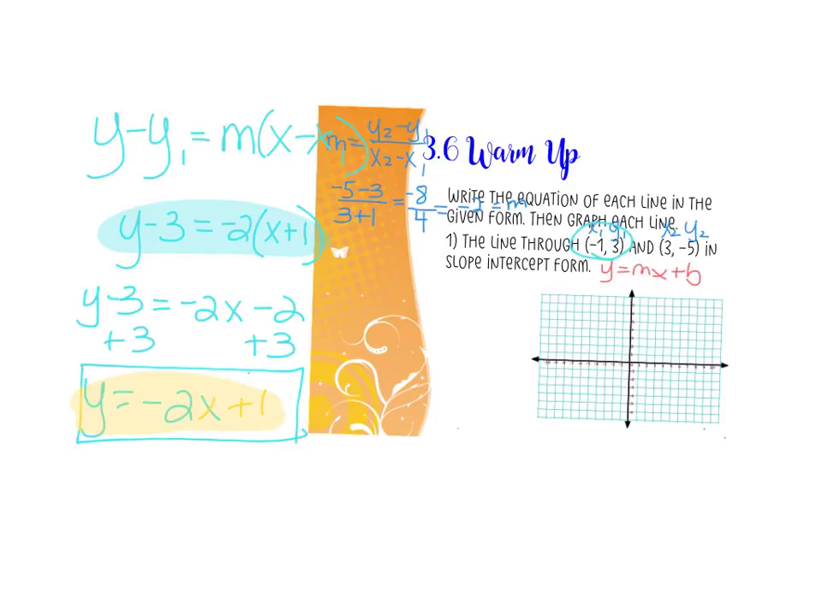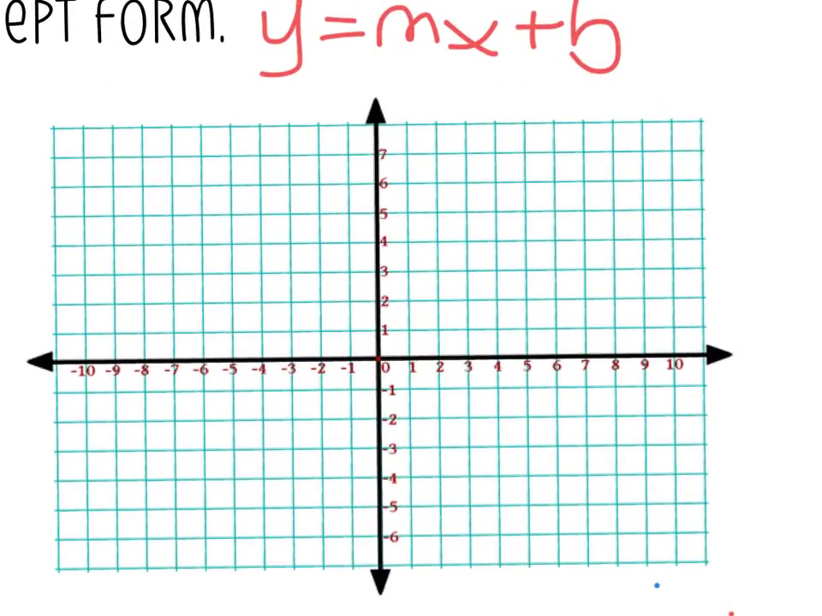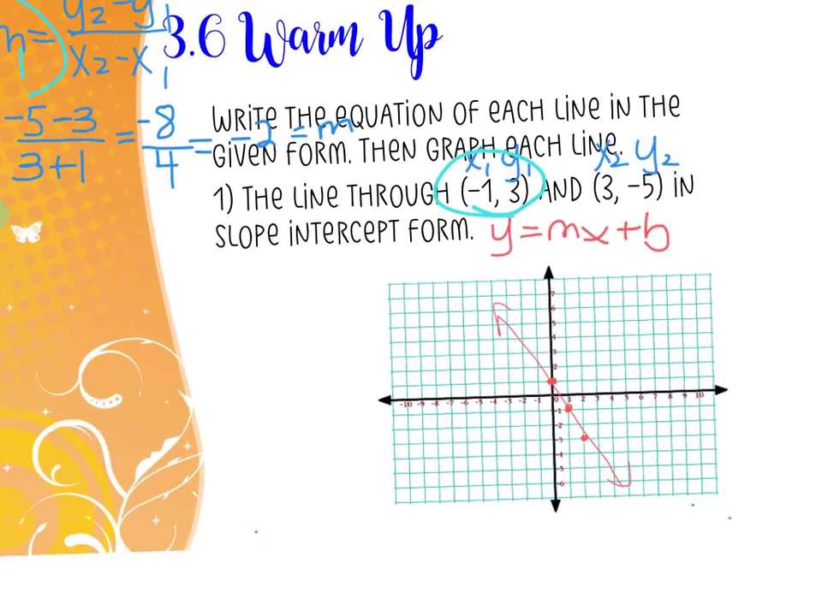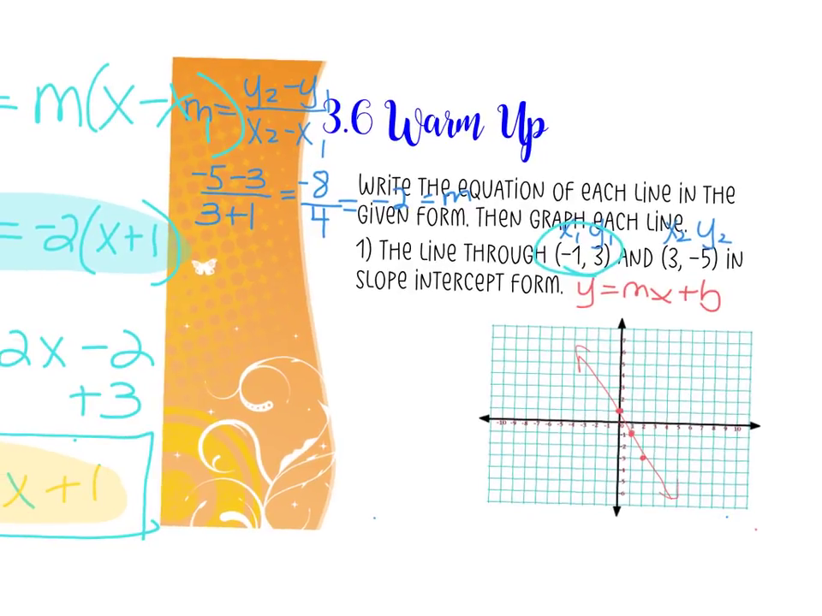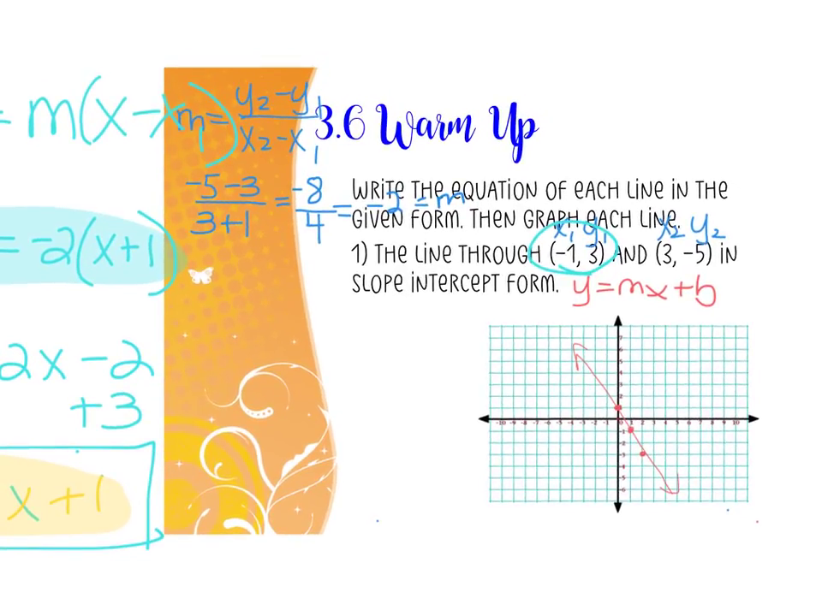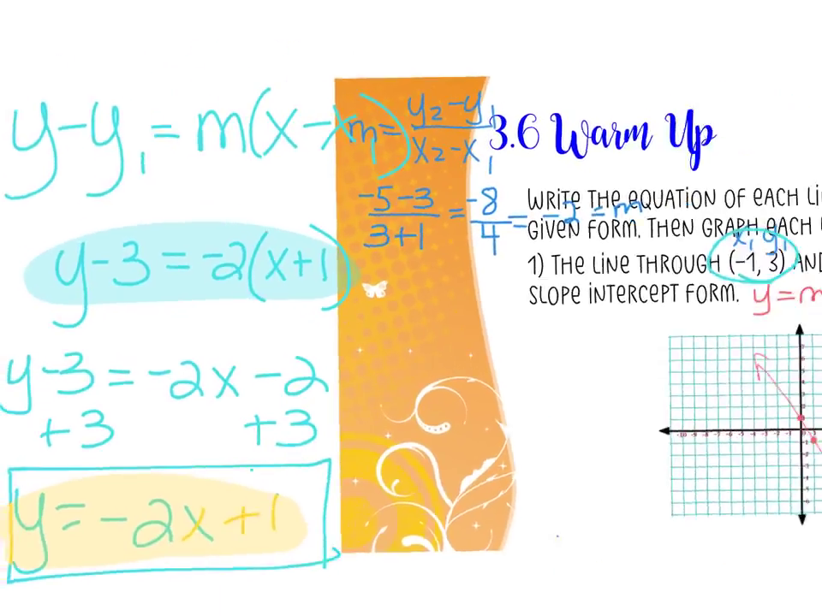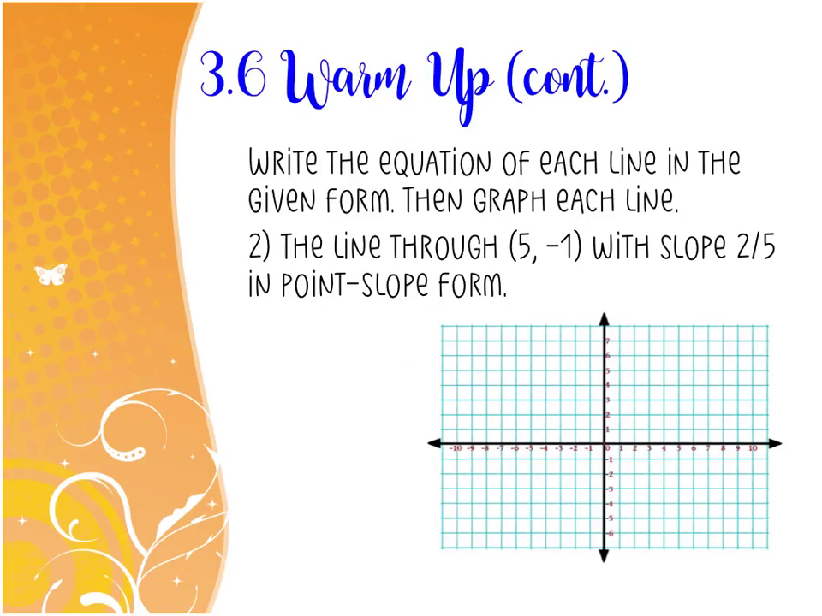And then it said to graph it. So I start at the b, which is positive 1, and then my slope is negative 2. Go down 2 and to the right 1. Do it one more time so I can get my nice straight line. And that's what it should look like. You could have also plotted those two points that they gave you, negative 1, 3, and 3, negative 5, and it still would have given you the same line. Just different points on the graph.